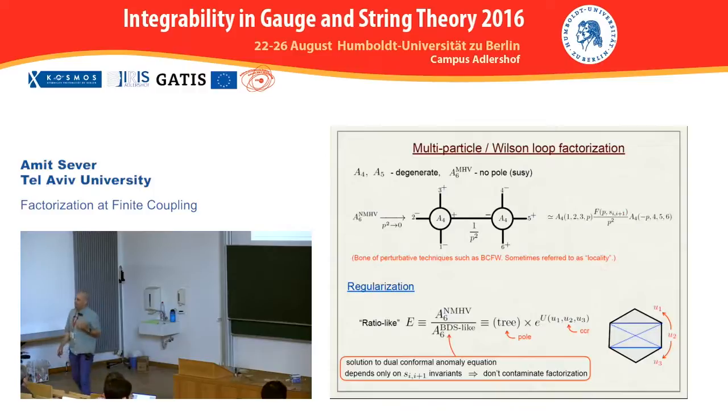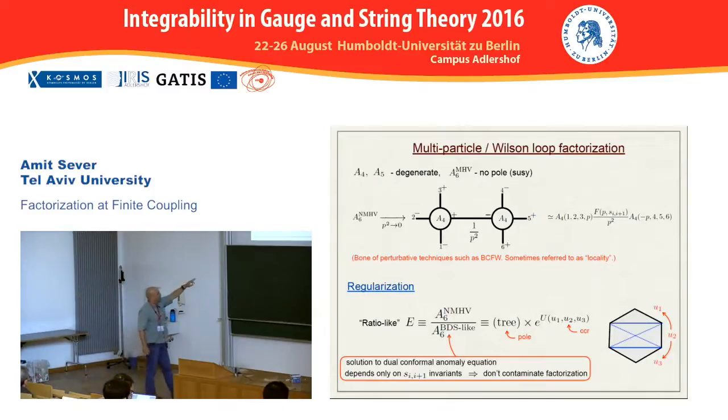Here, instead of dividing by the MHV amplitude, we divide by what is called the BDS-like amplitude. The BDS-like amplitude is a solution to the anomalous dual conformal Ward identity, and therefore when you divide by it, you remove all the divergences. What is special about this function is that it's only a function of products of s_{i,i+1}, so it doesn't know about s_{123}, this P squared that goes there. Therefore this is a nice regularization that will not contaminate the factorization limit. This is why it's nice to use it. Of course, you can use any other and then translate.